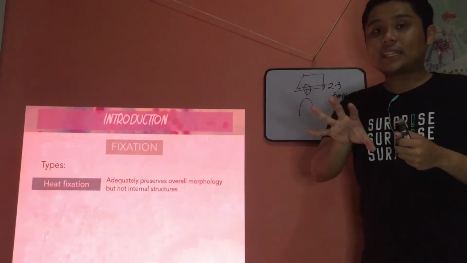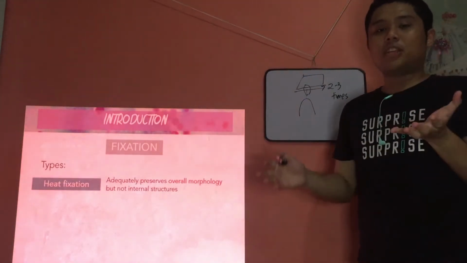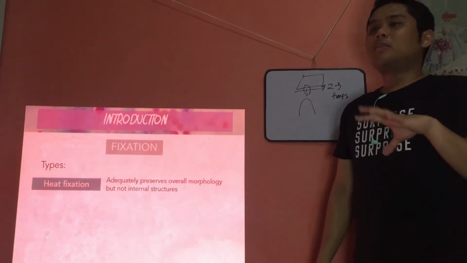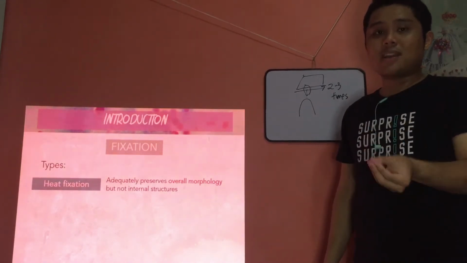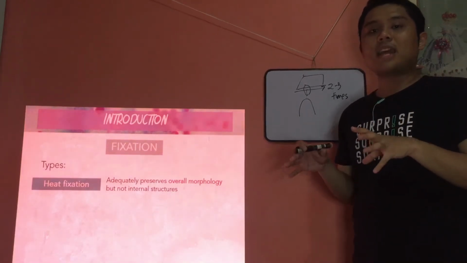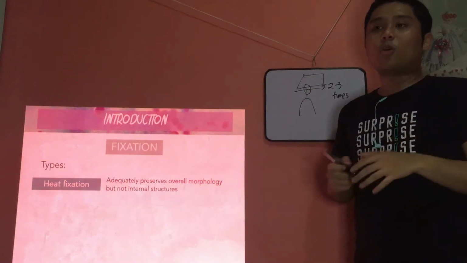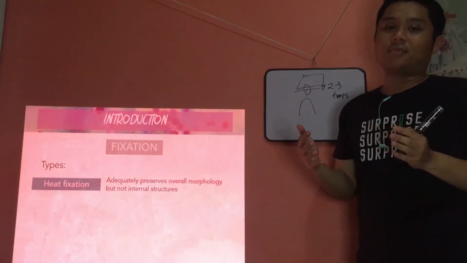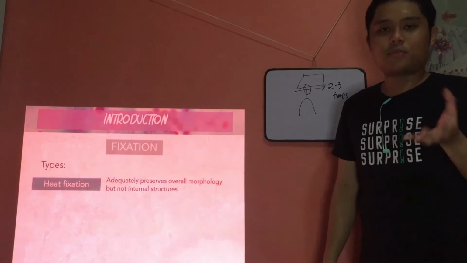By the name itself, heat, it uses fire or heat. It adequately preserves your overall morphology but not your internal structures. Usually for bacteria, the internal structures are not routinely needed to be identified because for bacteria, we only identify through staining their gram stain results. And usually, the gram stain procedure only affects the outer structures of bacteria, not the inner. So that's why heat fixation would suffice for bacteriology, usually for bacteria.